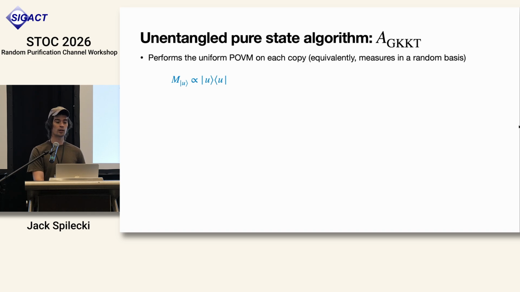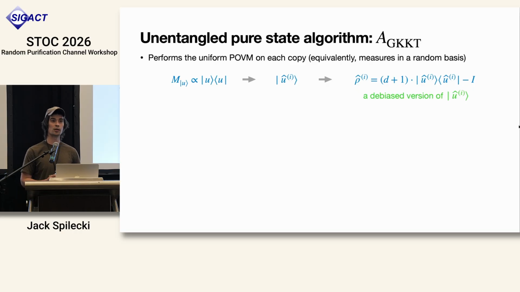Upon measuring an outcome labeled by a pure state U, thereby getting this U hat, where the i means this is from the ith measurement on the ith copy, what the GKKT algorithm does is it essentially returns this pure state, but up to a linear transformation, which represents a de-biased version of the pure state. Okay, so you don't need to worry too much about this expression. Just think of this as a de-biased version of returning the pure state.